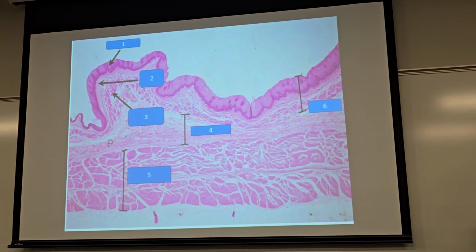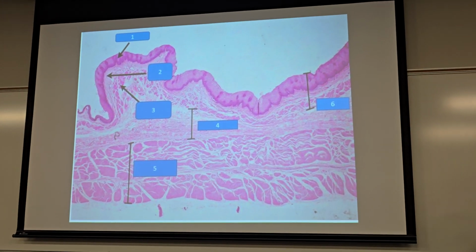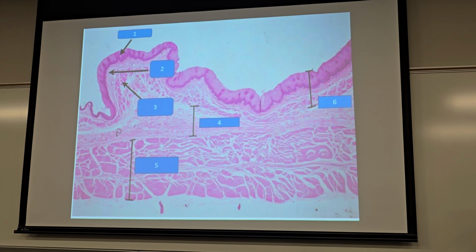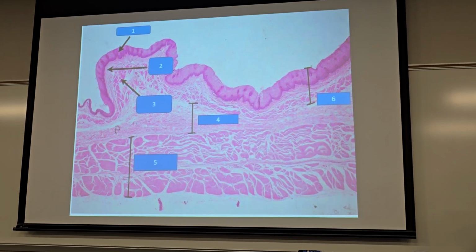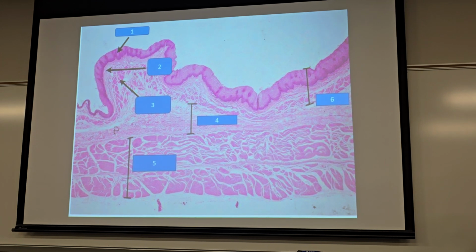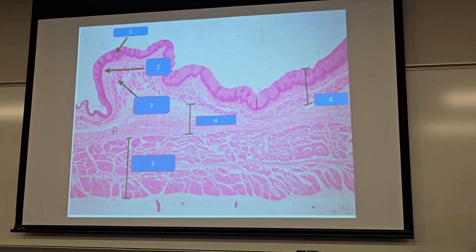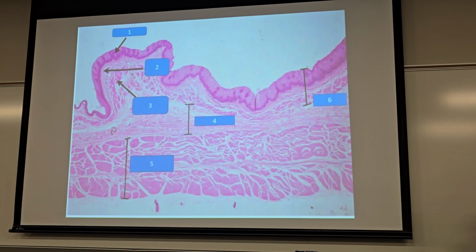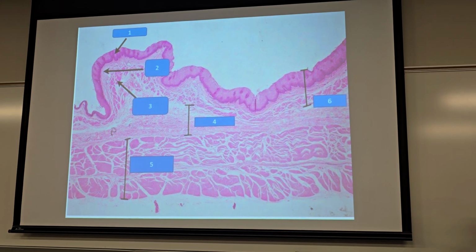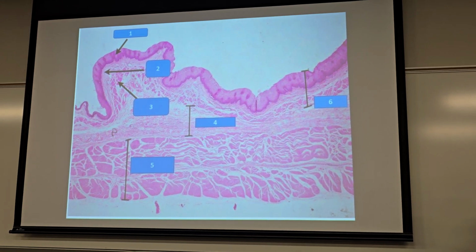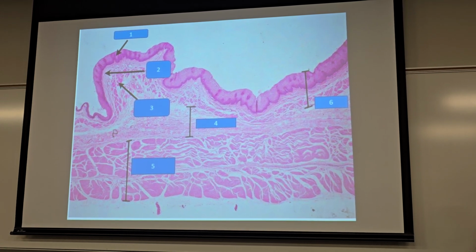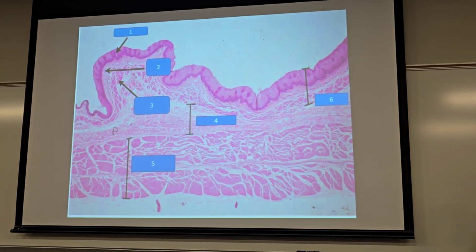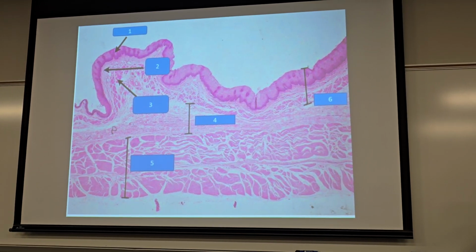So what are the numbers? Number 2, what's number 2? Lamina propria. And number 3? Muscularis mucosa. Make sure you spell them right, okay? Half a point you're going to lose, so spell it right.